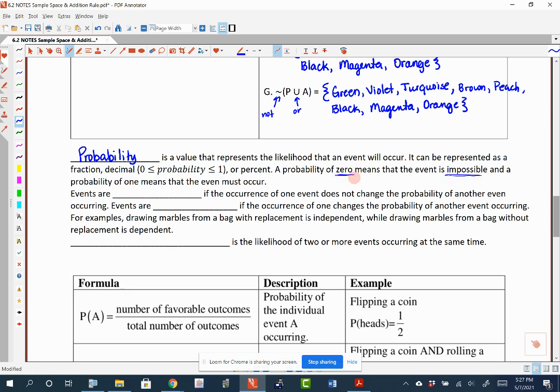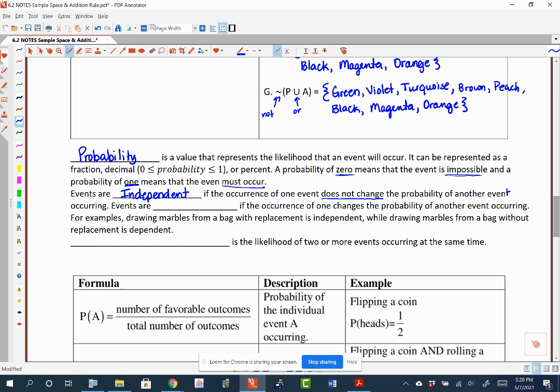So if we get a 0, it just means it's not possible to happen. And a probability of 1 means that it's going to have to occur. It has to happen. So 1 is the best as far as probability goes. 100% chance that something's going to happen. 0 is no chance. So we say events are independent if the occurrence of one event does not change the possibility or the probability of another event occurring.